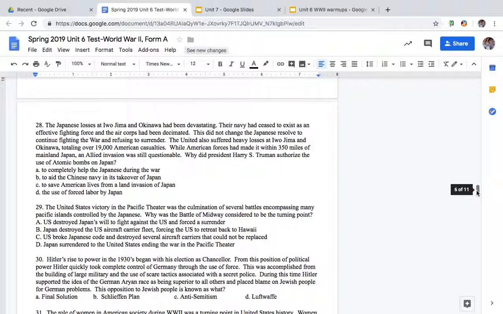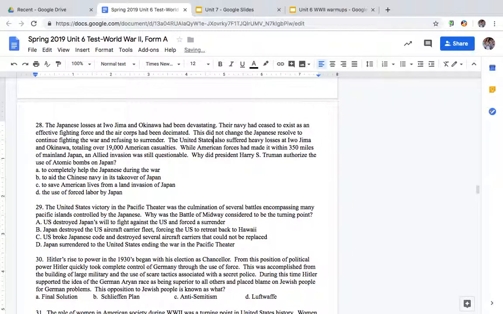Number 28. The Japanese losses at Iwo Jima and Okinawa had been devastating. Their navy had ceased to exist as an effective fighting force, and the Air Corps had been decimated. This did not change the Japanese resolve to continue fighting the war and refusing to surrender. The United States also suffered heavy losses at Iwo Jima and Okinawa, totaling over 19,000 American casualties. While American forces had made it within 350 miles of mainland Japan, an Allied invasion was still questionable.